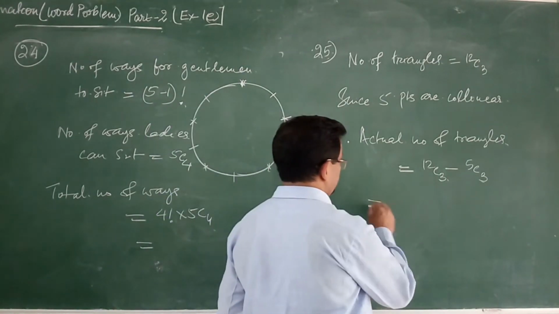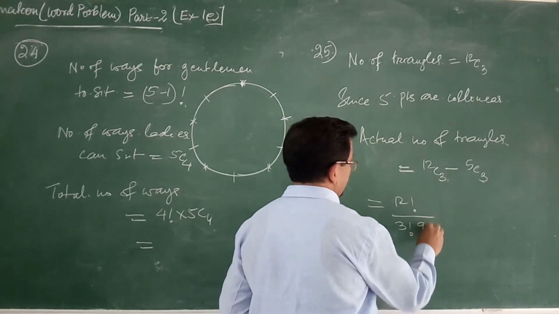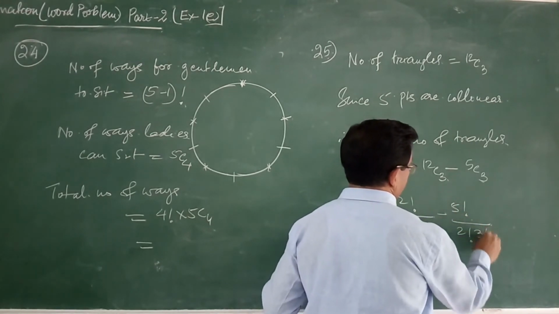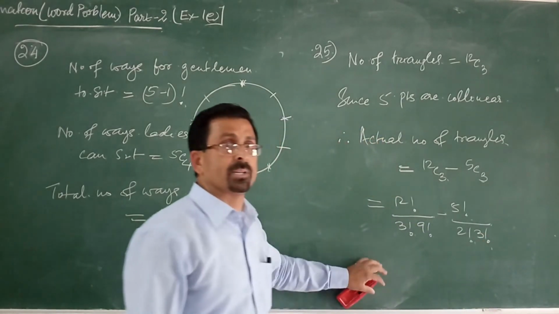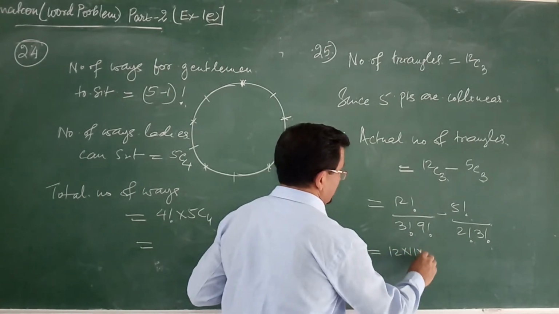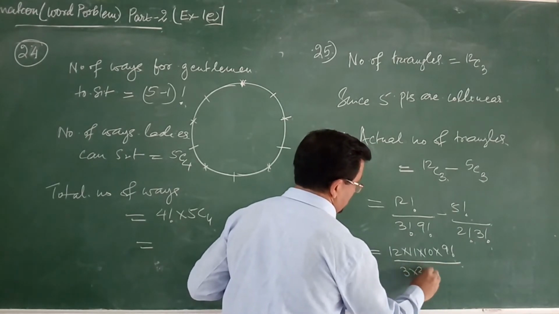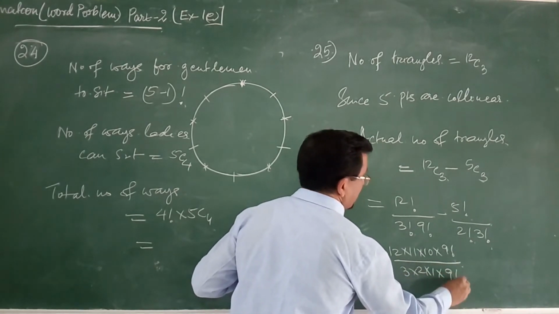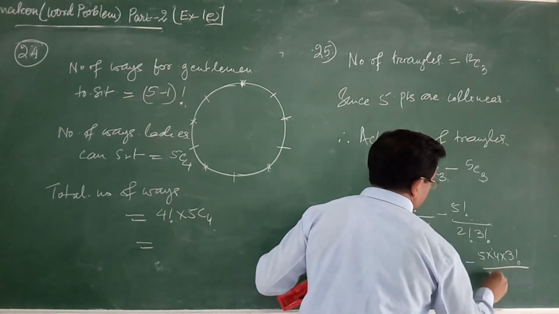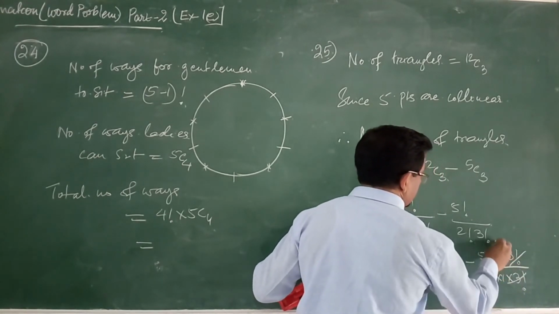So when you simplify, 12 factorial over 3 factorial into 9 factorial, minus 5 factorial over 2 factorial into 3 factorial. I am writing it directly. I hope you are able to understand now. Yes, sir. This is then 12 into 11 into 10 into 9 factorial divided by 3 into 2 into 1 into 9 factorial, minus 5 into 4 into 3 factorial over 2 into 1 into 3 factorial. This and this will cancel. 2 to the 4.